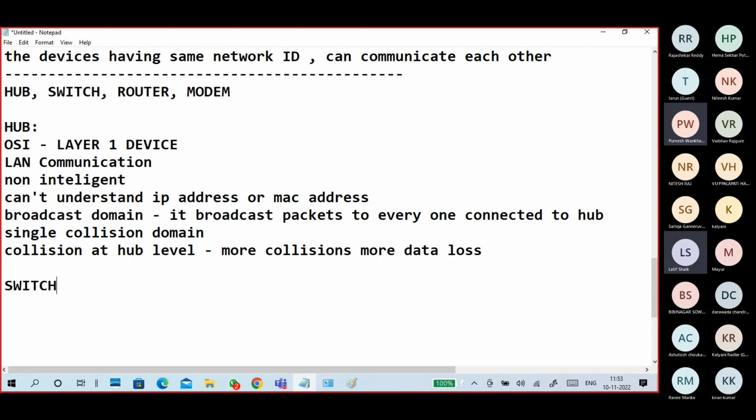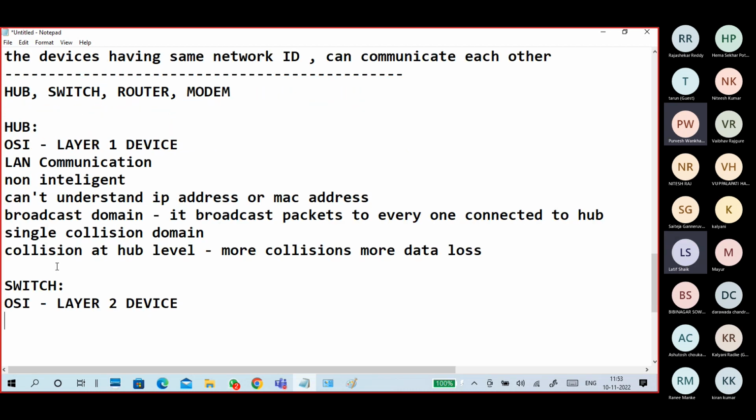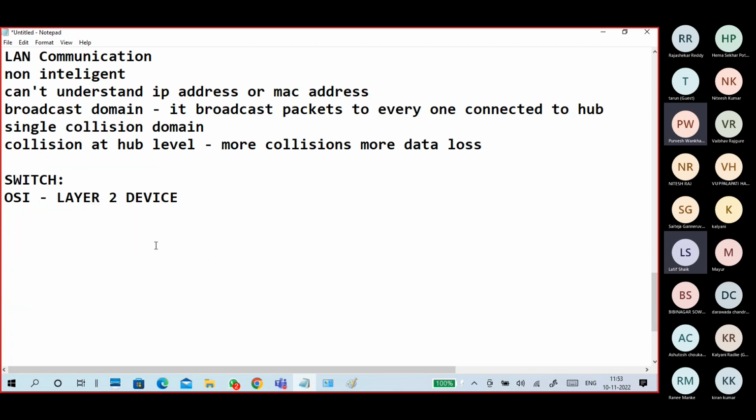Again, according to OSI, which layer is it? Layer 2 device. Why are we calling it layer 1 or layer 2 or layer 3? Because based on what protocol it is able to understand, only based on that we call the layers.